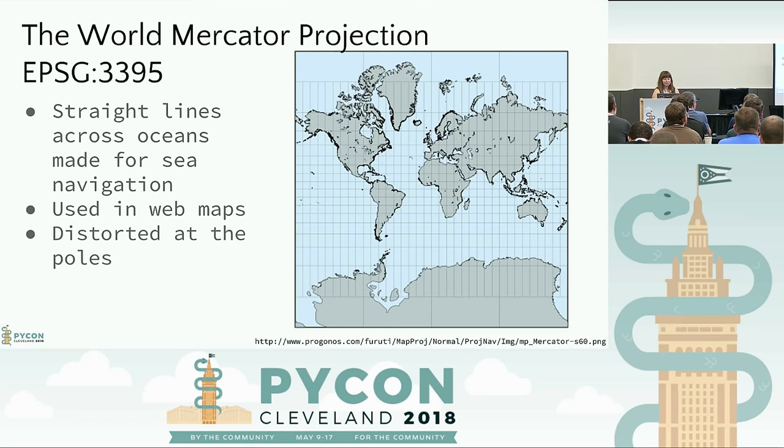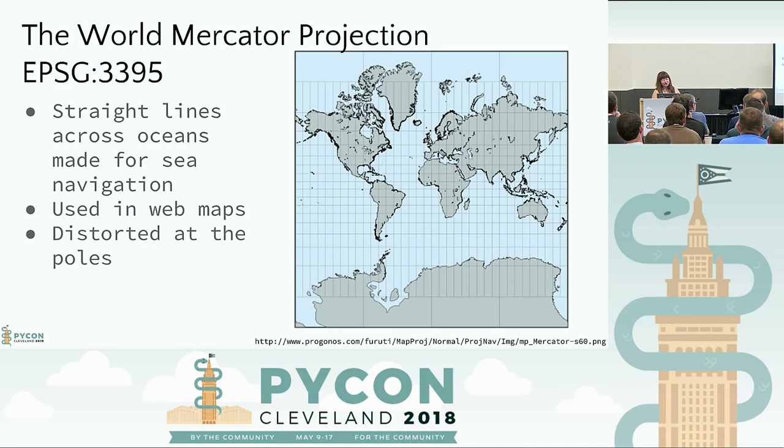Used in web maps, I think, because it's conformal, so shapes are preserved. So like some projections, if you zoomed in on the Large Hadron Collider, it would squish it, but this projection keeps it a nice circle. So shapes are preserved for this projection.